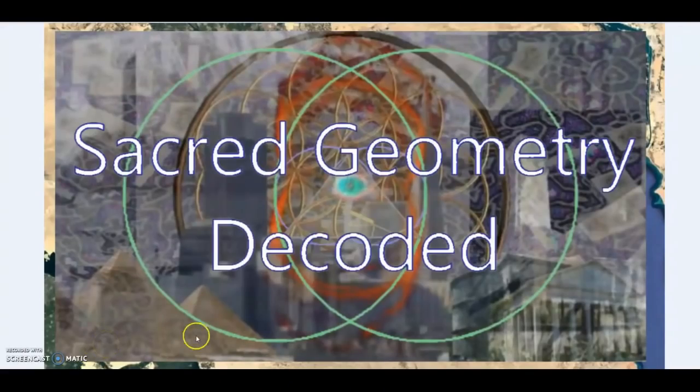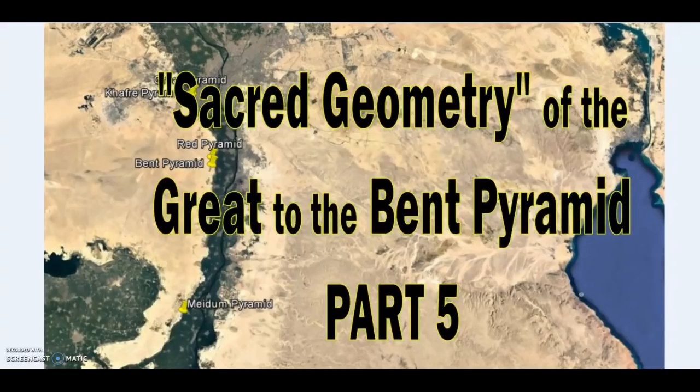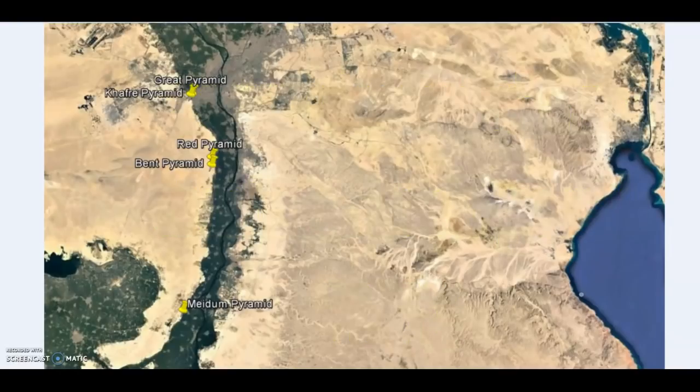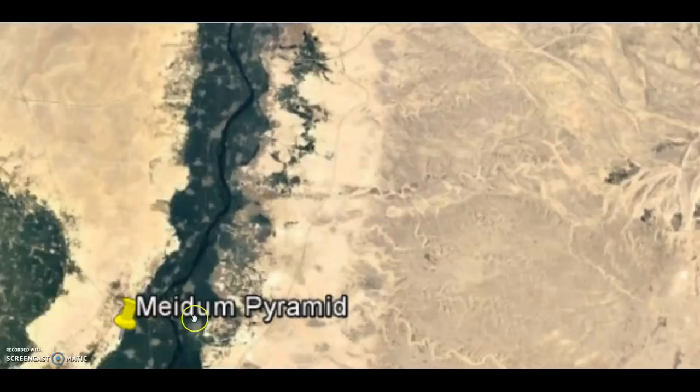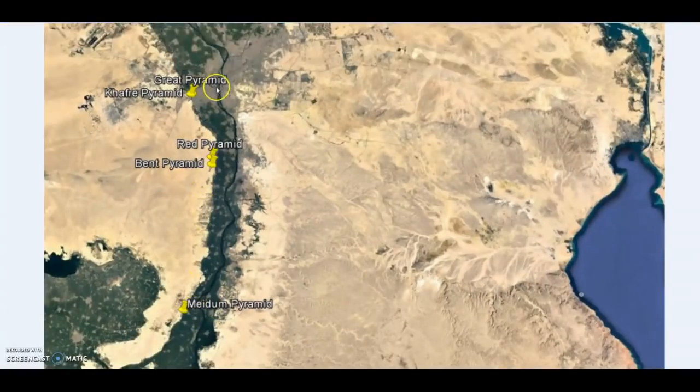Hello and welcome to part 5 in this series, Sacred Geometry of the Great to the Bent Pyramid. And in this particular episode, we'll be focusing on this pyramid down here, the Meidum Pyramid. Pardon the pronunciation, there's a few variations going around, but we have the Great Pyramid, Khafre's and Menkaure Pyramid, Red Pyramid and Bent Pyramid, which previous episodes covered, but we'll be now looking at this one further down to the south.